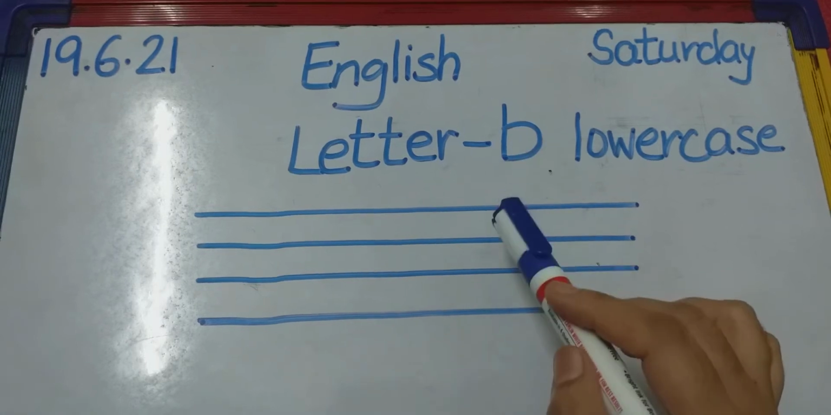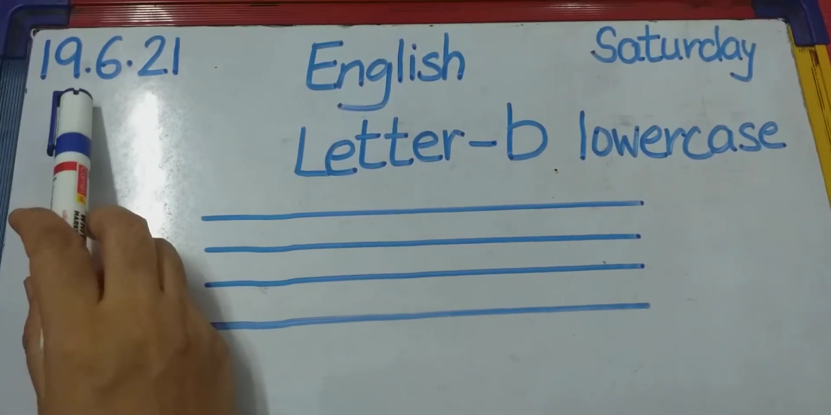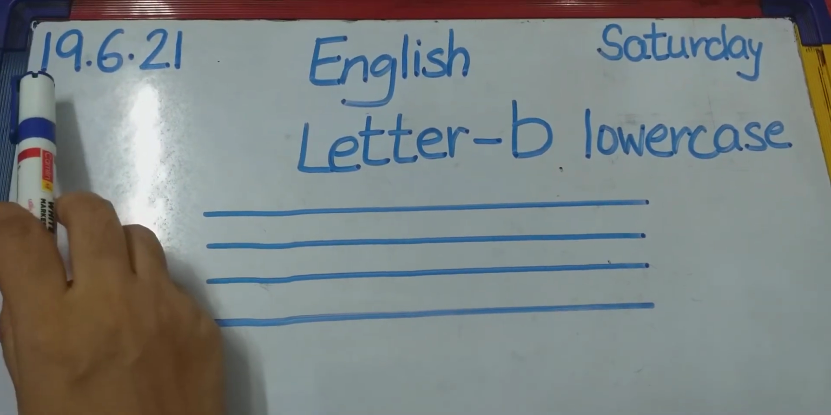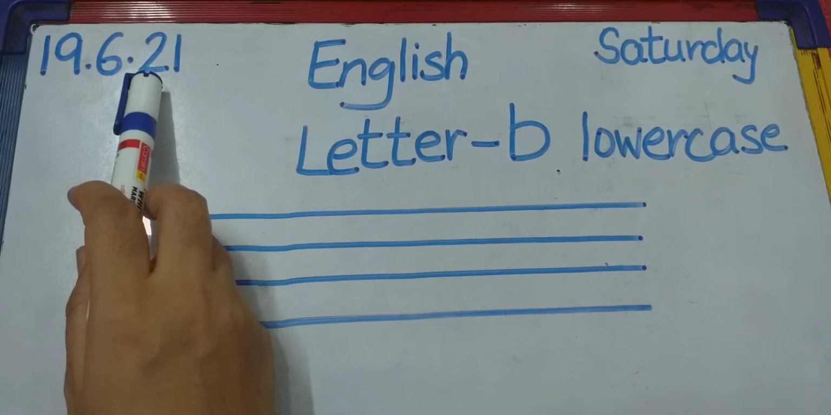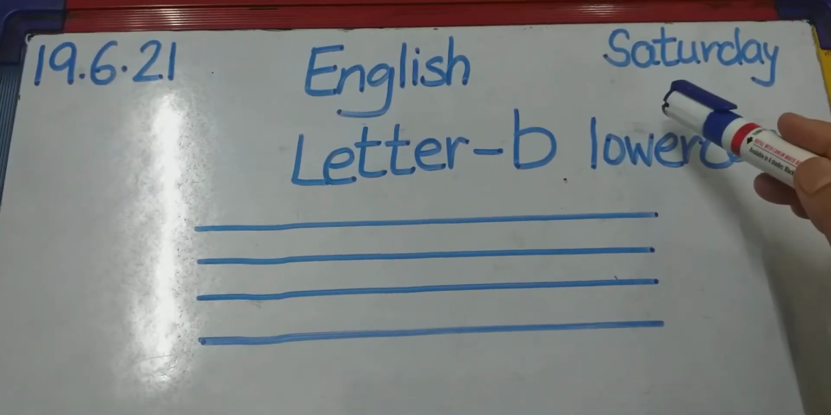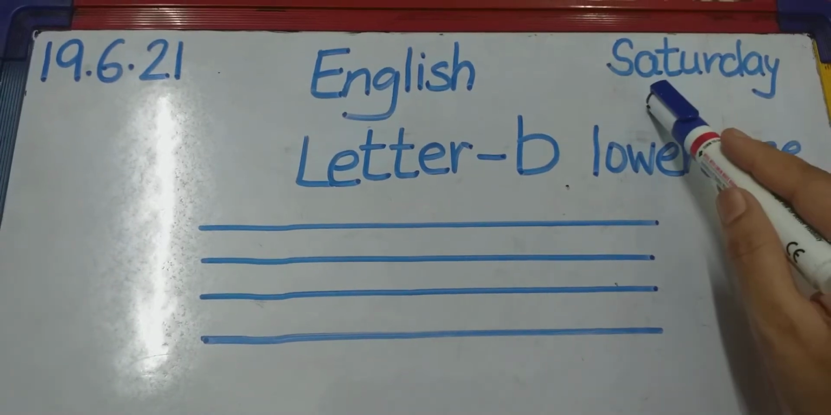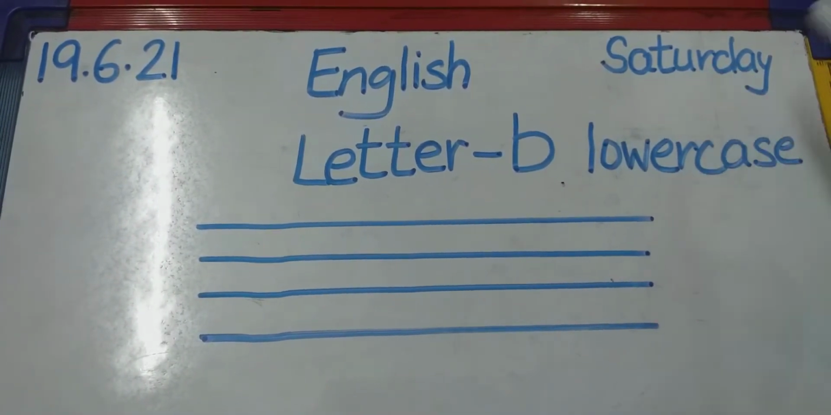Small b. Okay, children? So, children, tell me what is the date today? Today is 19 June 2021. And what is the day today? Today is Saturday.